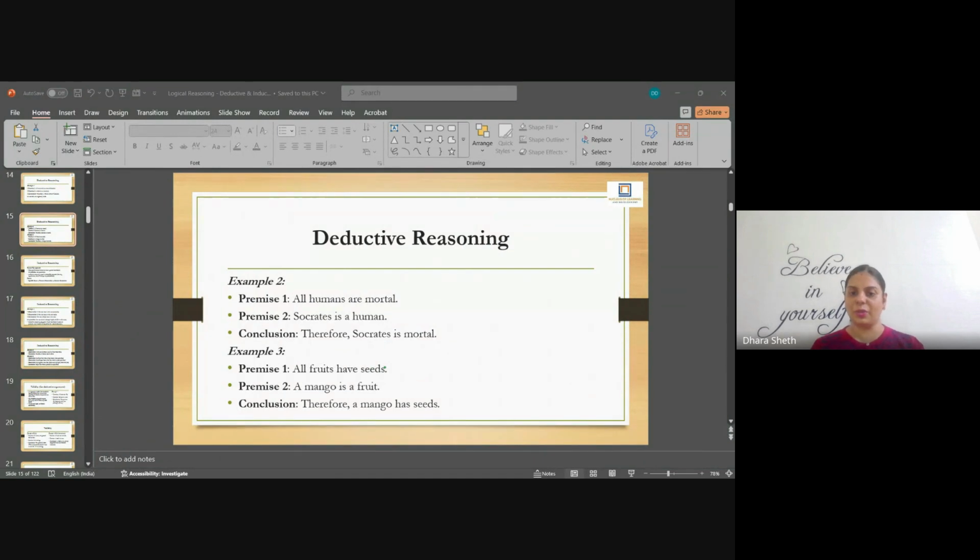Clear with the difference between the two? Is the slide visible for everyone? If it is not visible only for one person, it means your network bandwidth is probably low.